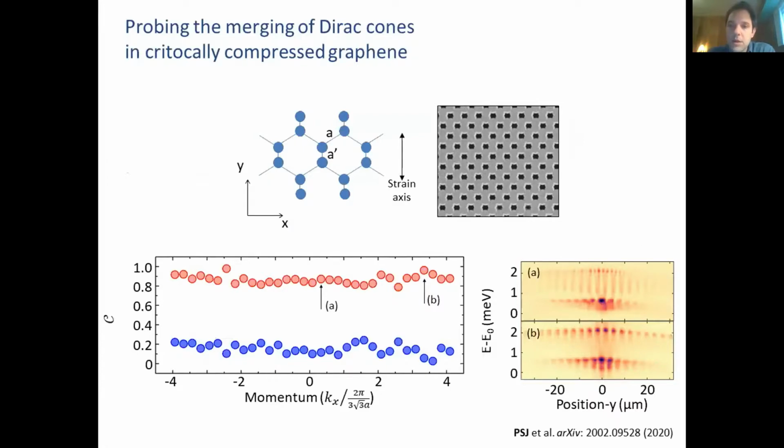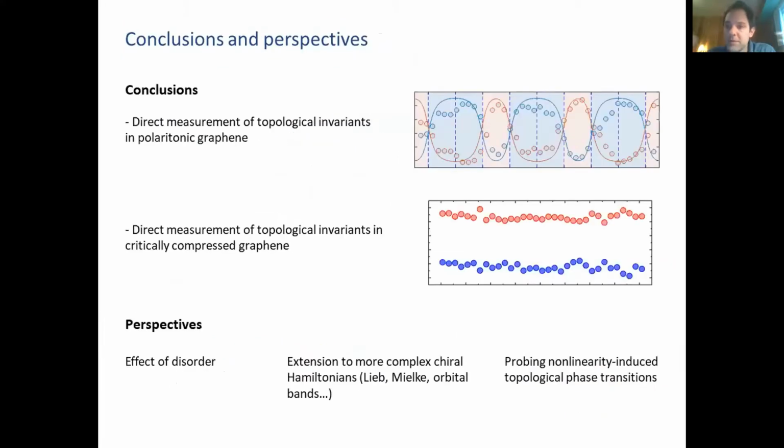So rapidly, I'm going to show my conclusion. So we have shown how we can extract these invariants in a honeycomb lattice, but also in a critically compressed honeycomb lattice. And this is really interesting, because now we can extract the topological properties of these lattices without relying on the physics of the edge, which is sometimes really cumbersome because the edges have disorder, they're ill-defined or whatever. Here we really have a measurement that is extremely precise, and that is from the bulk.